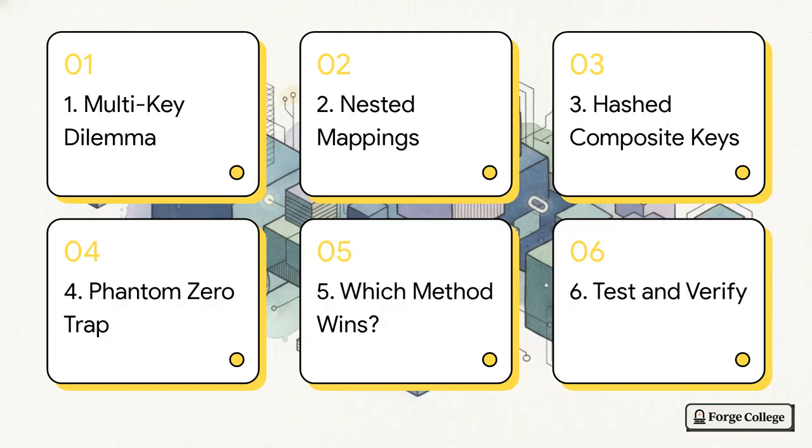All right, here's the game plan for today's explainer. First, we'll hit the multi-key dilemma. Next, we'll break down nested mappings, followed by the main alternative, hashed composite keys. After that, we're going to navigate the super tricky phantom zero trap, figure out which method actually wins in a head-to-head showdown, and finally, wrap up with how to test and verify everything.